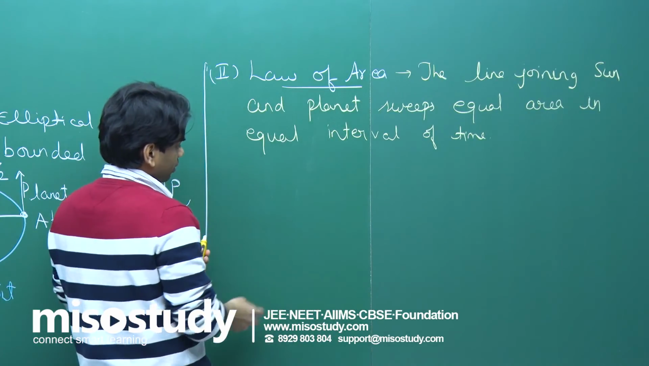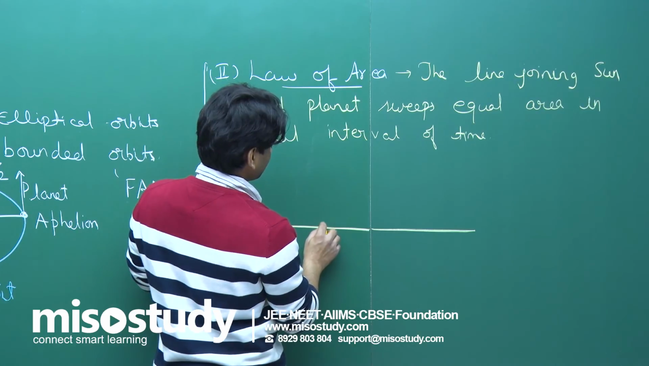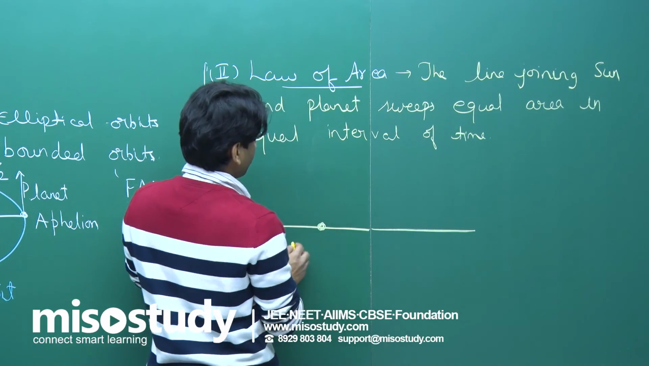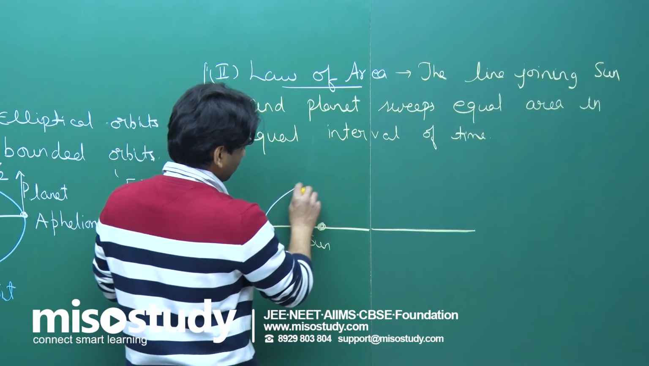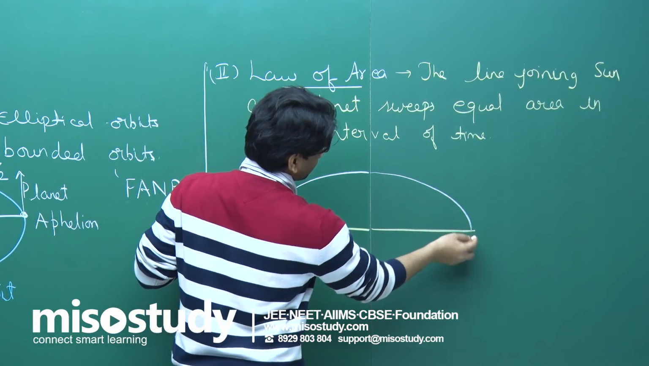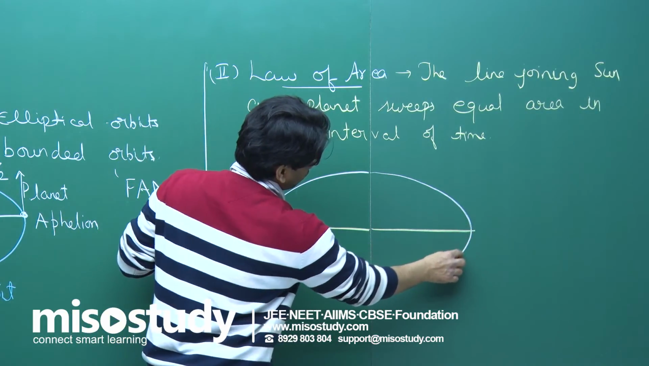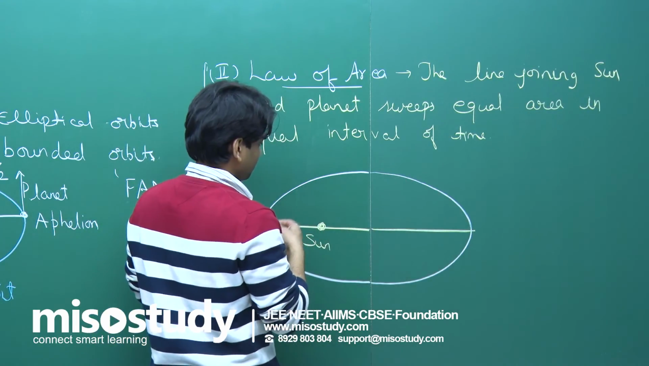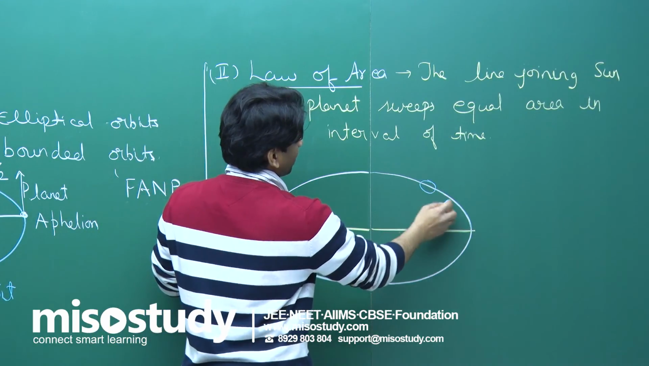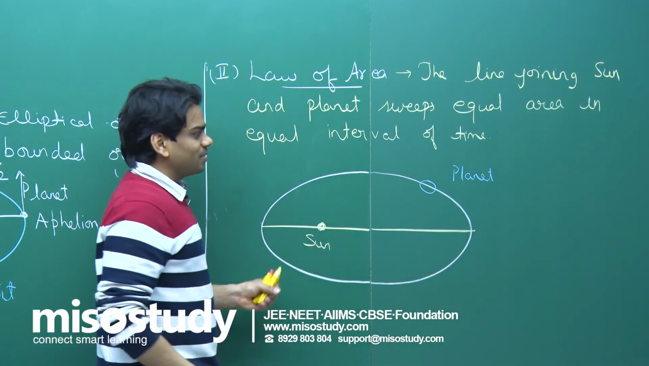Suppose I draw here again the position of the planet keeping the sun at one of the foci. This is the sun, and I'm going to draw the elliptical orbit in this way. This is the elliptical orbit. This is what we can observe. Now you see, when the planet is revolving, let's say the planet is here. At some time it is at this position.